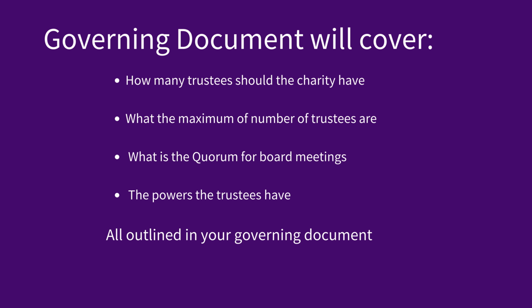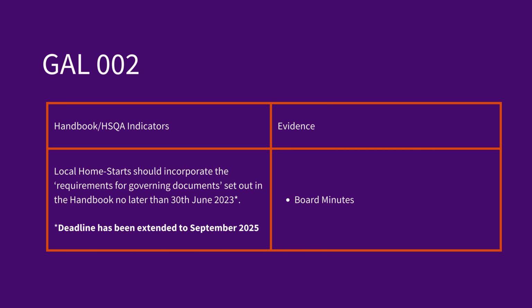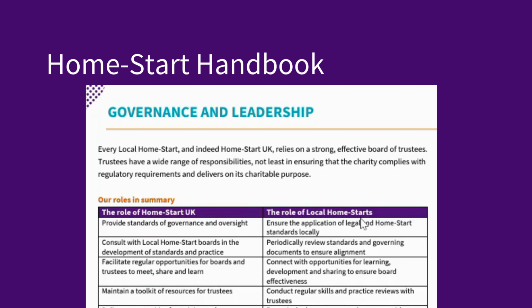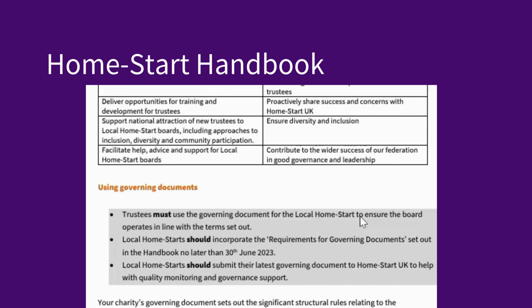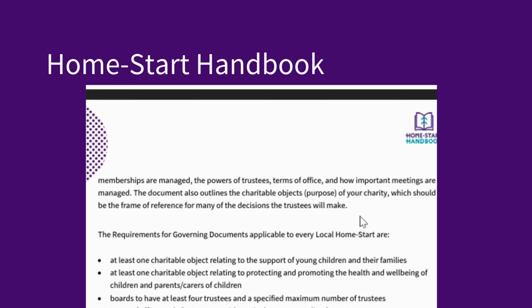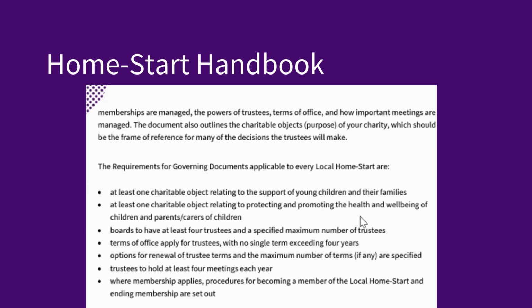So if we take a look at GAL 002 now, because there is a change in this from what is written in the indicator. The deadline of June 2023 has been extended to September 2025. So if we look at the Home Start Handbook, the actual review of your governing documents is against the bullet points on page 65. There are 7 key requirements we're asking Home Start's governing documents to ensure that they cover. The main material change is that there should be a stated length of term that trustees can serve on the board.